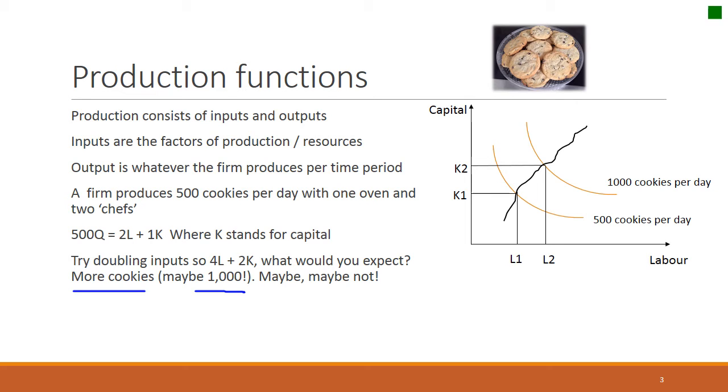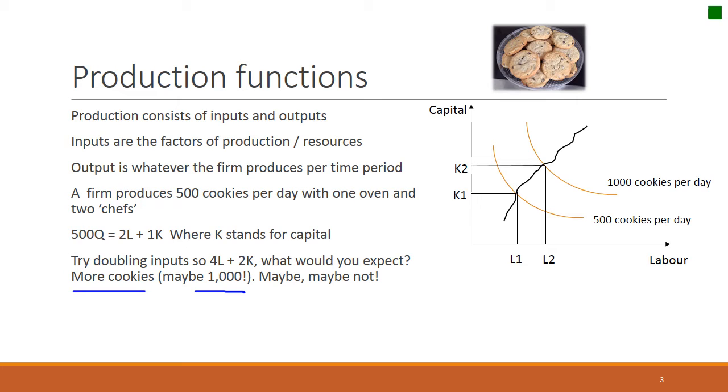So a firm here produces 500 cookies per day with one oven and, let's say, 2 chefs. That's the amount of labor they have. That's the amount of capital they have. Now imagine we have an equation, 500 cookies, Q, equals 2L and 1K. So in other words, 2 chefs, 2 units of labor, and 1 oven, 1 unit of capital here, will be able to help us produce 500 cookies per day. This is a kind of production function, ignoring enterprise and land.